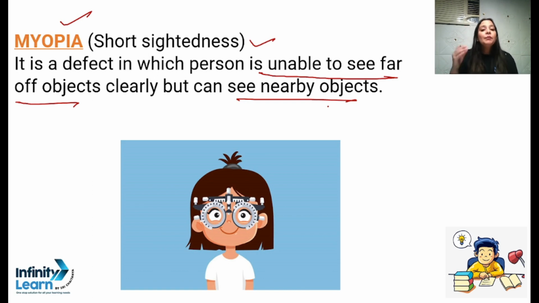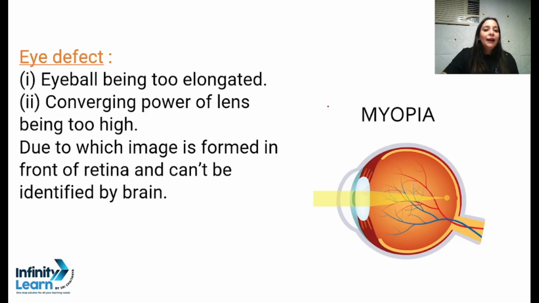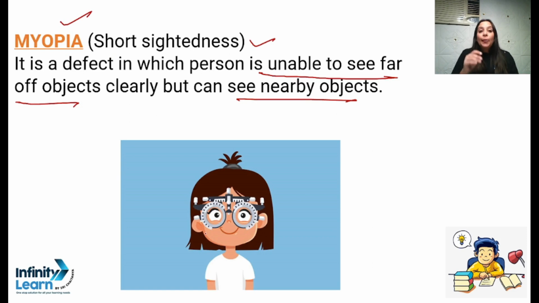So we say that myopia is a defect where the person can see nearby objects very clearly, but far off objects cannot be seen clearly. Right? Now, what could be the reason? There can be an eye defect, that the eyeball is too elongated. Before we do the eye defect, let me tell you one thing. Here the person cannot see far off things clearly.